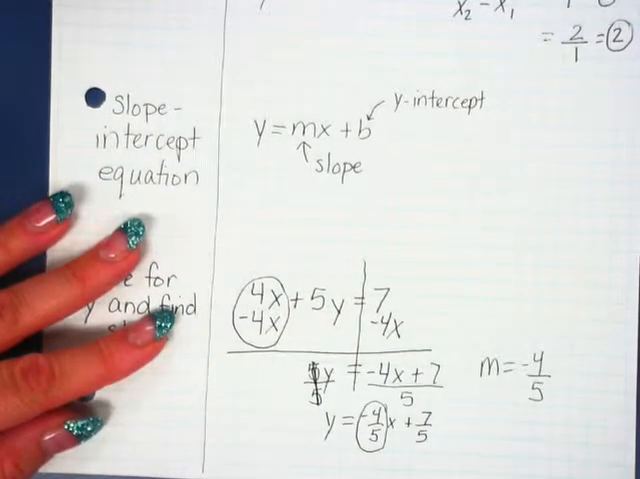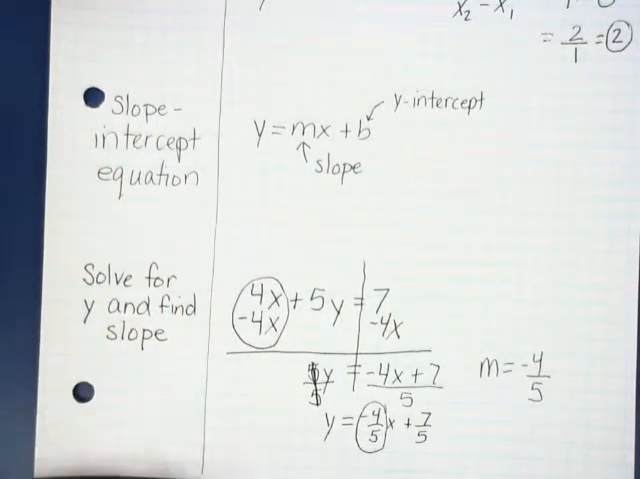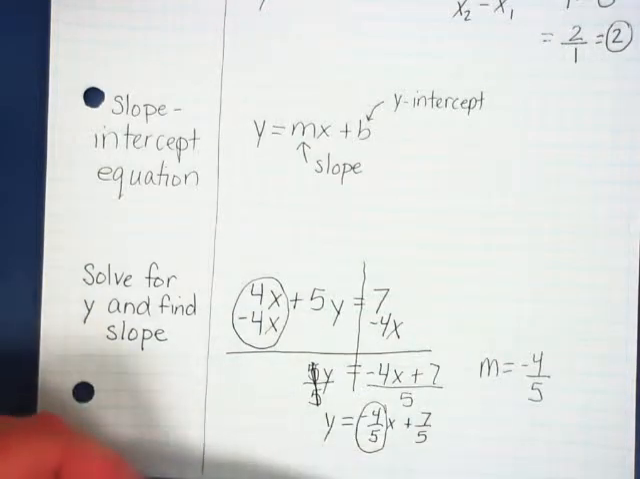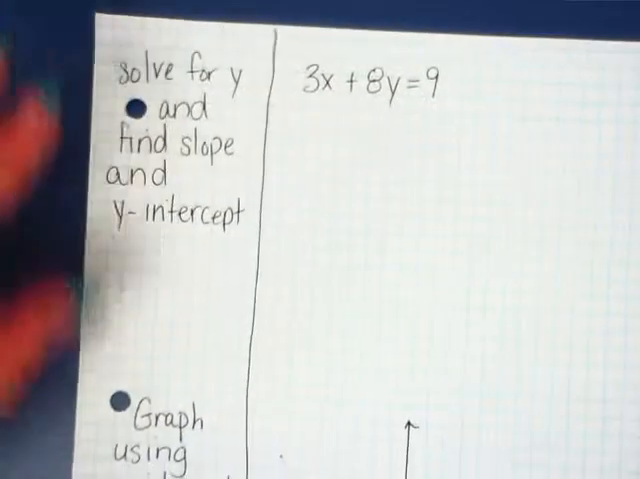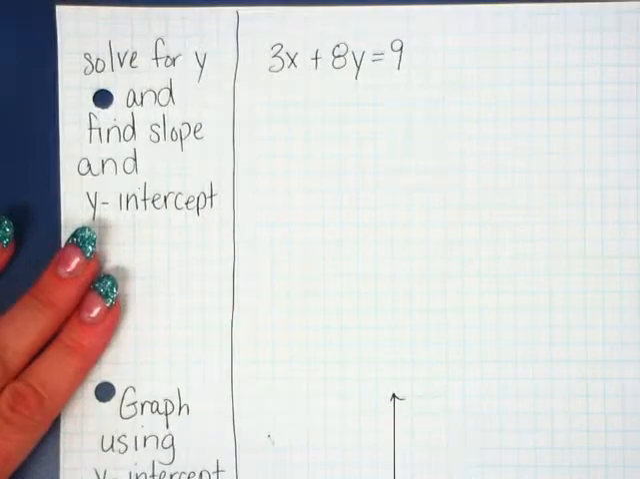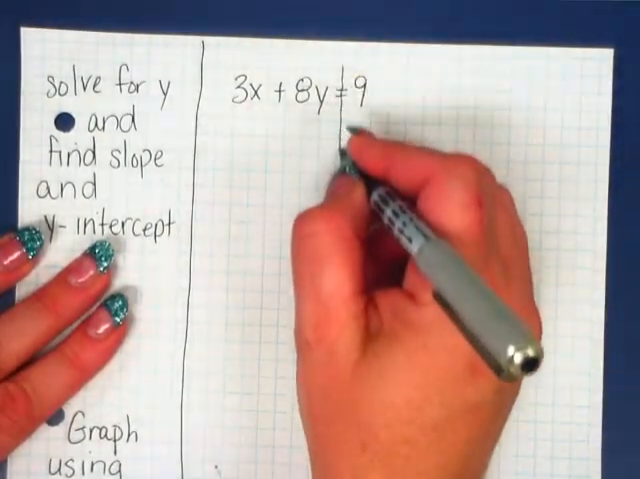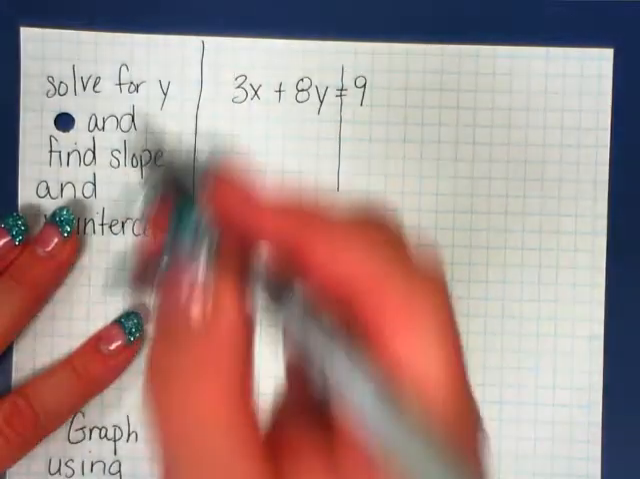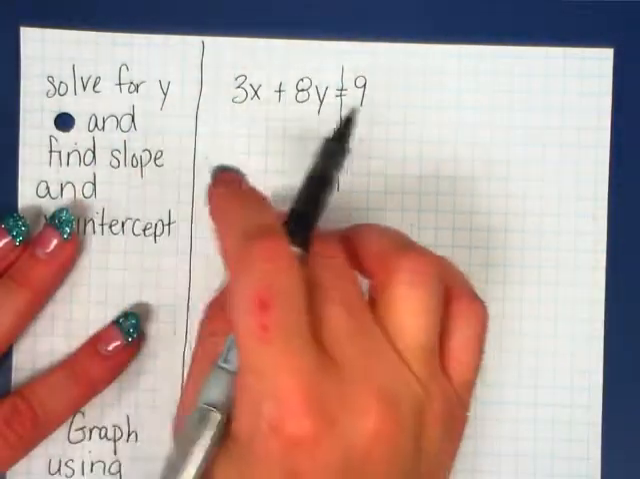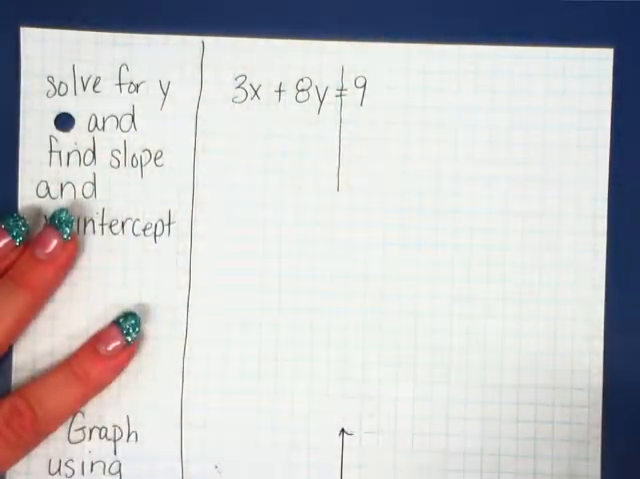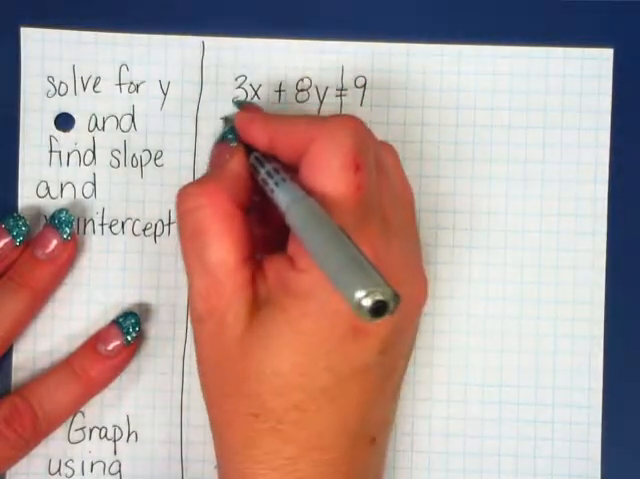Let's try a couple more. So we're going to do solving for y, and we want to know the slope and the y-intercept. So let's solve for y first. Remember, this is our mirror. And now we're going to get the y by itself. So we have that y equals mx plus b. We do addition subtraction first.